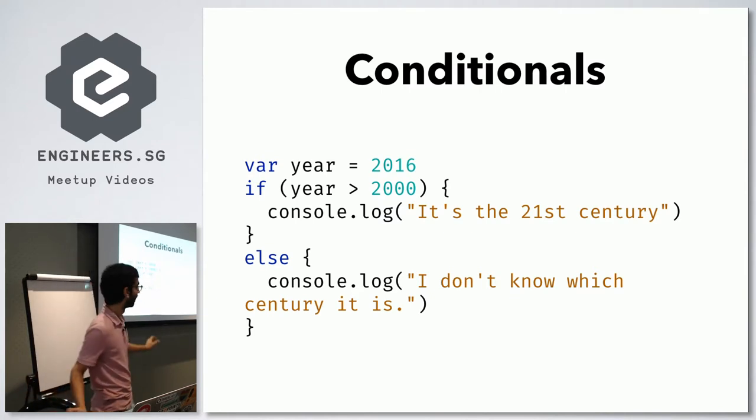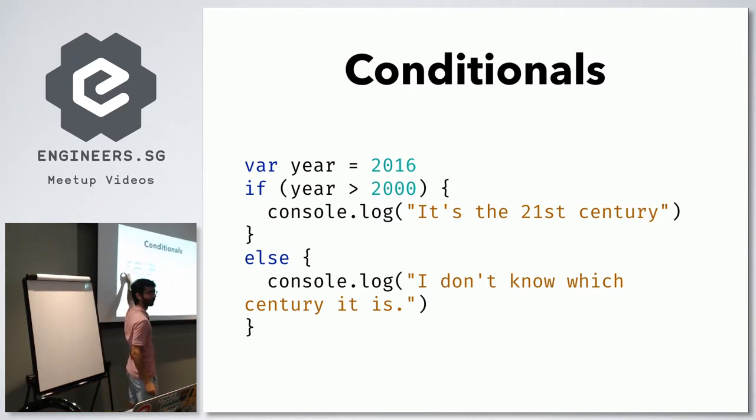So here's what it looks like. You have the word if. So all of this is in some ways pretty strict. You have to have the word if followed by opening and closing parentheses. In the opening and closing parentheses, you have a condition. We'll talk about what kinds of conditions we can put in there. But everything inside the parentheses is the condition. Then you have a curly brace and a closing curly brace. Between these two curly braces is whatever should happen if the condition is true. So if the year is greater than 2000, we should console log it's the 21st century.